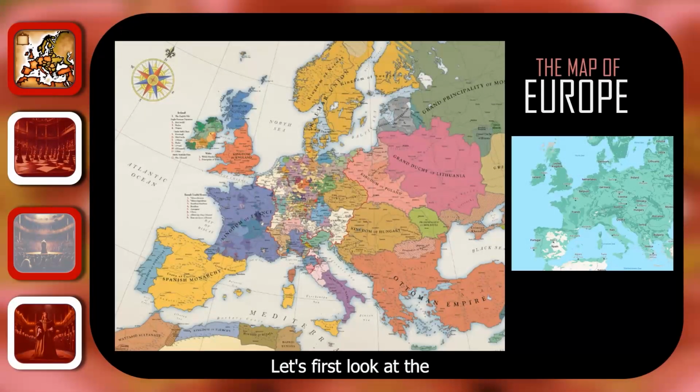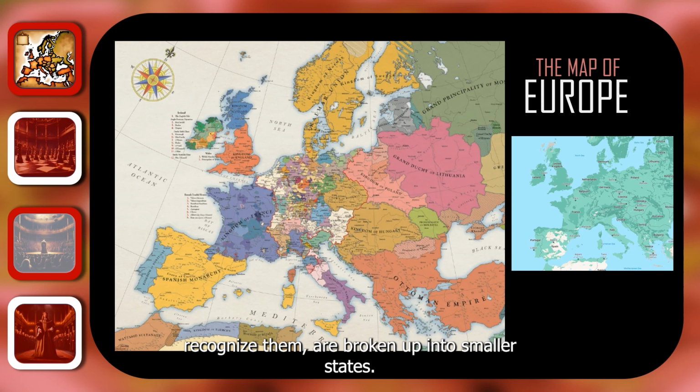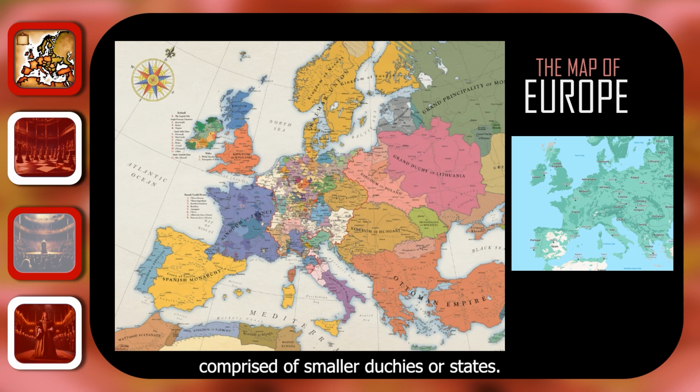Let's first look at the geography of Europe in a little more detail. As you can see, many countries as we now recognize them are broken up into smaller states. The most notable of these is Germany in the center of Europe, but it is also worth noting that Italy was also comprised of smaller duchies or states. Spain and Portugal have the same borders as they do today, but Spain had only been recently unified.